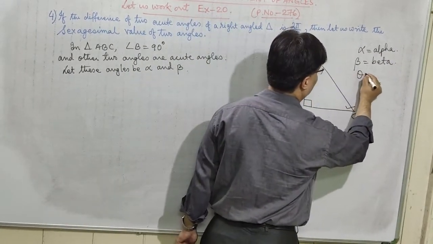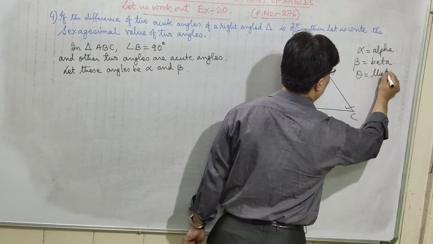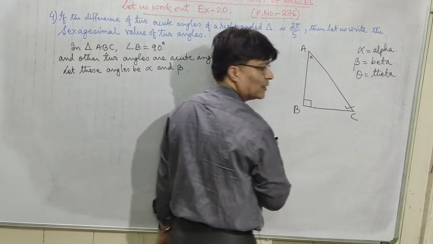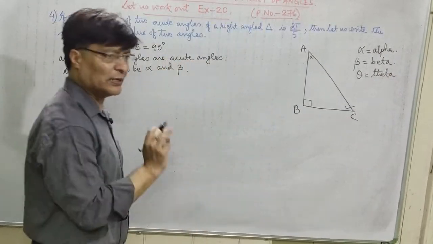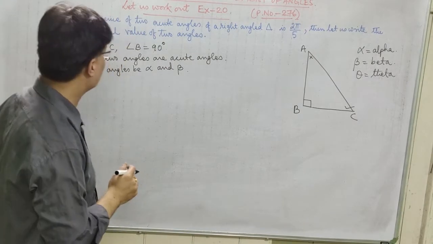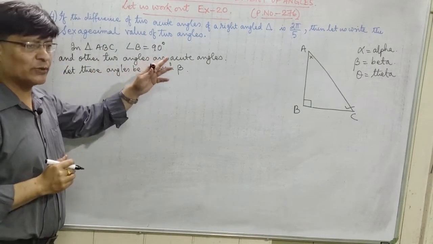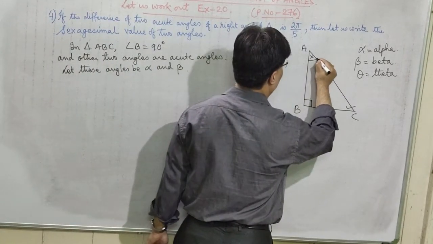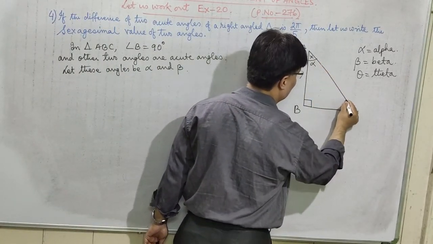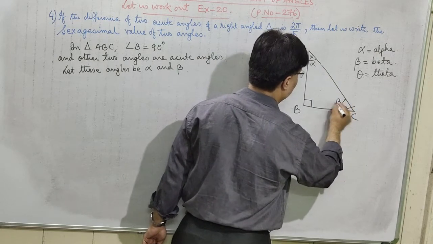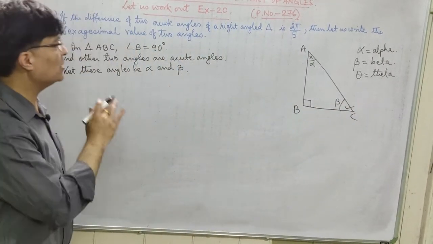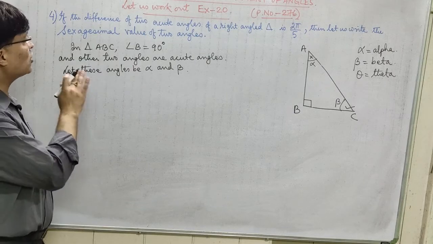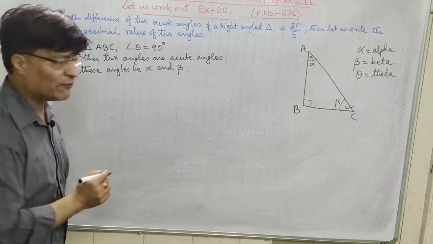And you know that this is theta. Okay, so let us use these Greek letters now. Suppose one of the acute angles is alpha and the other one is beta. Now in the question it is given that the difference of these two acute angles is 2 pi by 5.